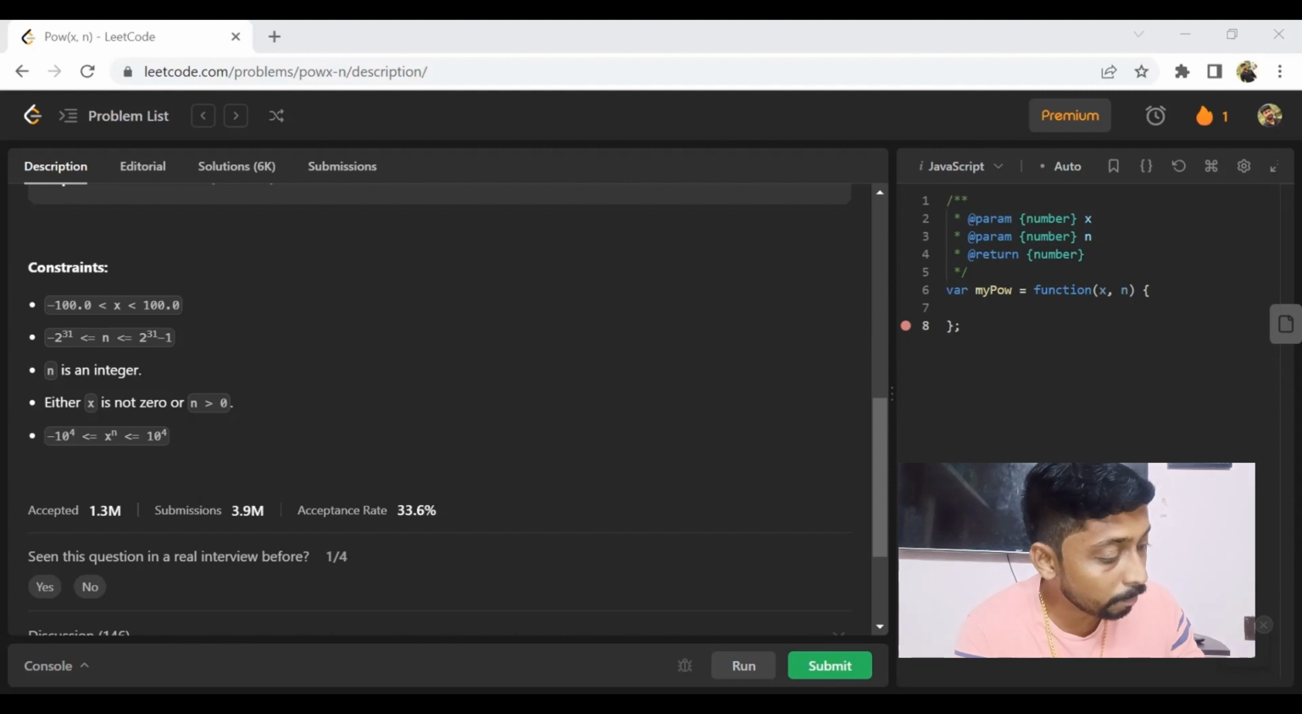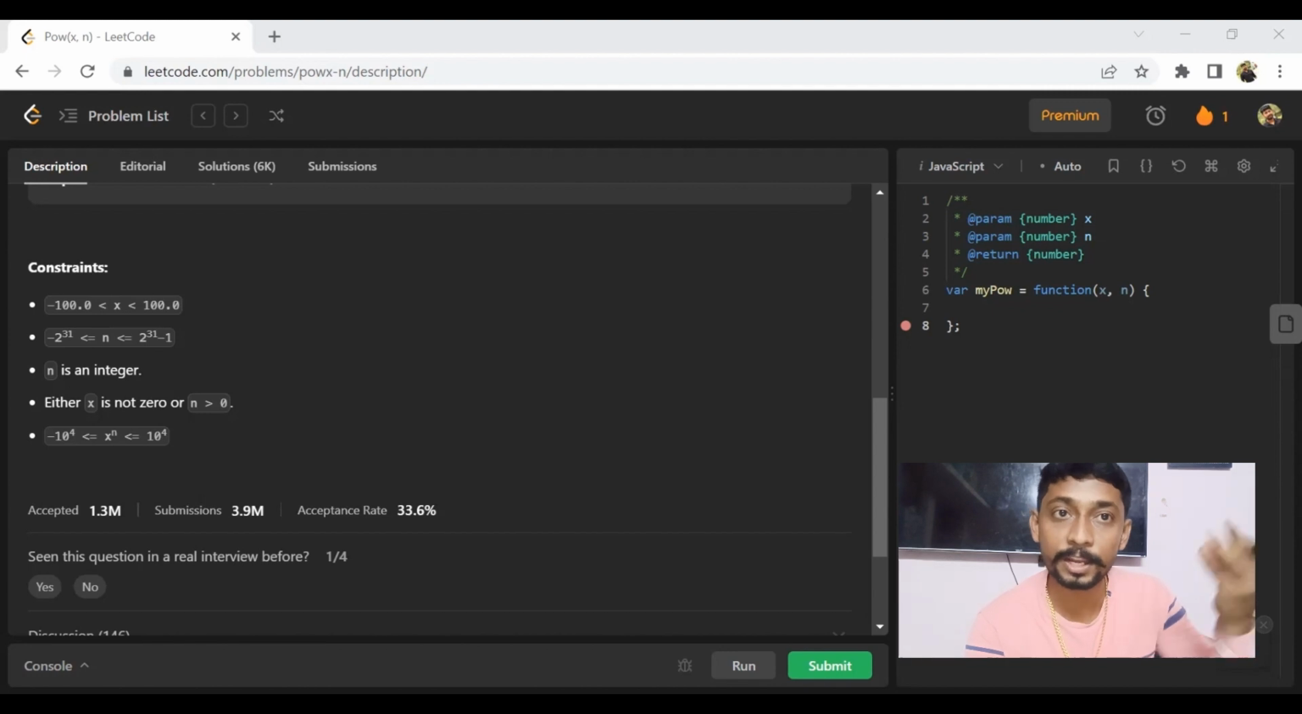Okay, so my x equal to 4 and my n equal to 3. In that case, what you are doing is multiplying 4, 3 times. Why are you multiplying 4 3 times? Because your n equal to 3. So ideally they will give x and n, and you have to iterate n times to multiply your x value.